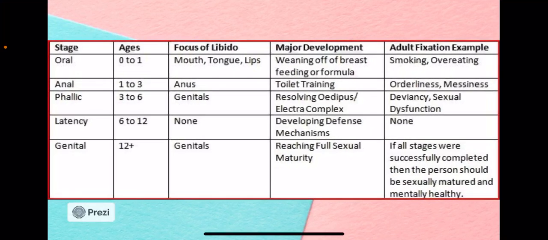So here is an image of that. So you've got oral, anal, phallic, latency and genital. You've got the different ages. You've got the focus of each of the stages, the developments and the examples of fixation.